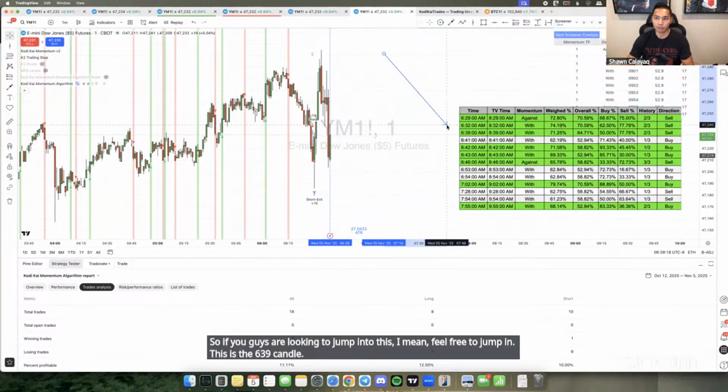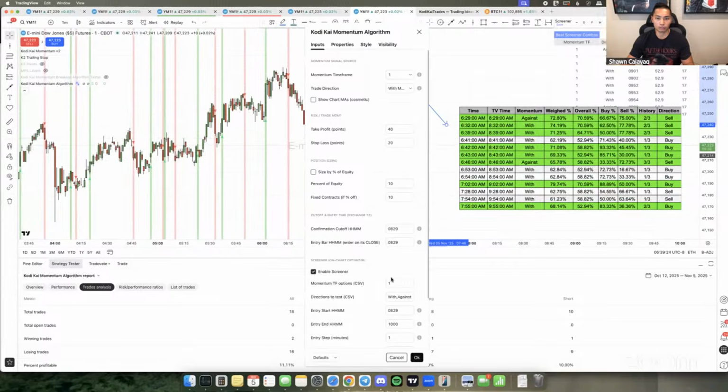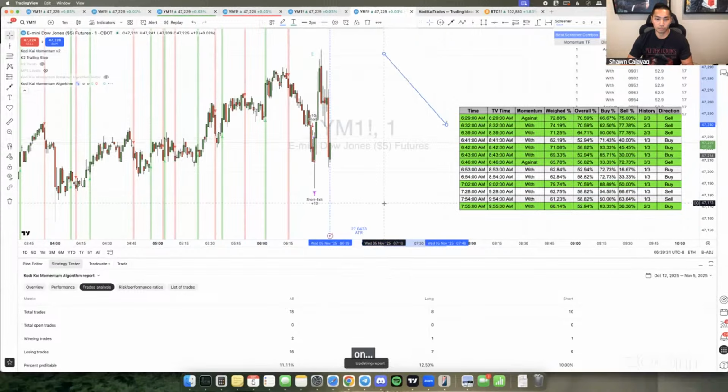I'm trying to compare the numbers here. For some reason, the numbers are off. I'm assuming it's factoring in an extra trade, that's why.